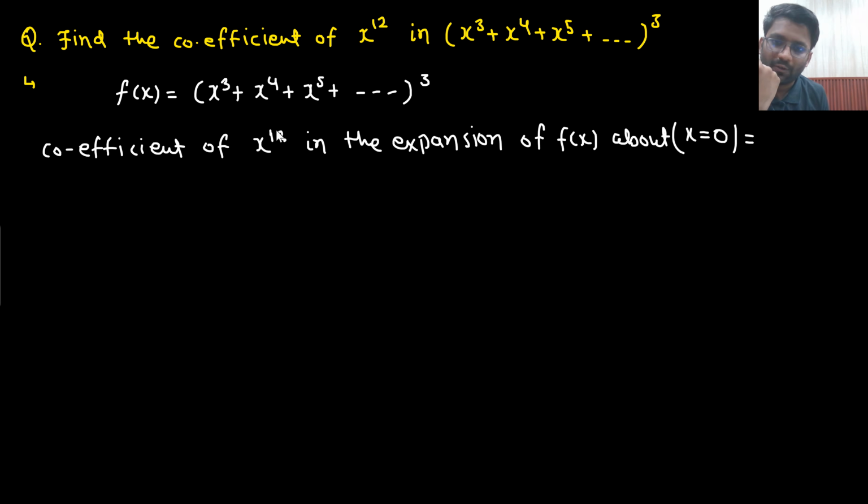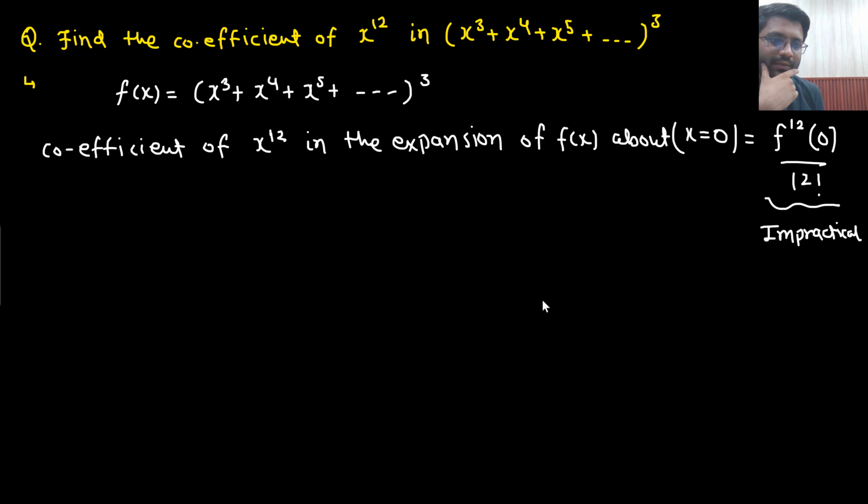So what will I focus on? I will focus on this part. You are supposed to differentiate 12 times, then put x equals a, which is 0 here, and divide by 12 factorial. So you do the differentiation 12 times, then put x equals 0 and divide by 12 factorial. Impractical, no? You cannot differentiate 12 times. Are you able to understand this point? Can you differentiate this function 12 times? Not practical.